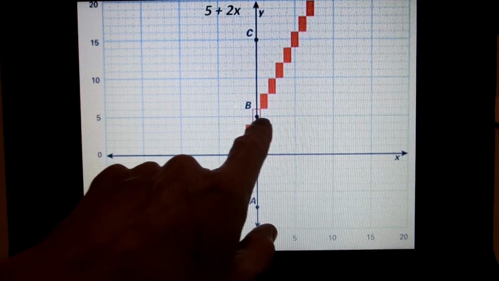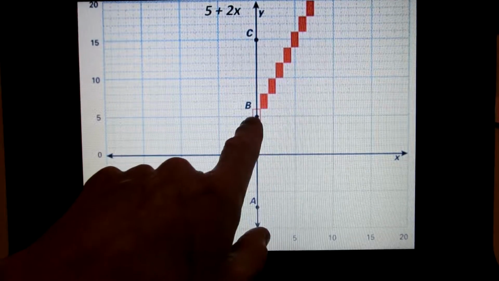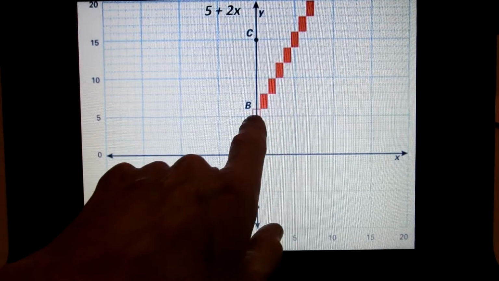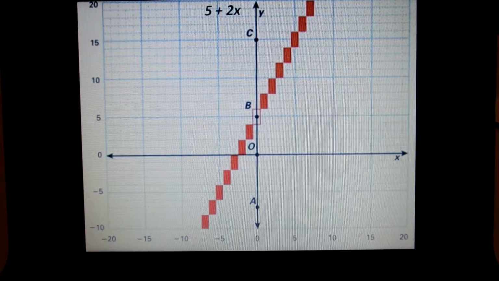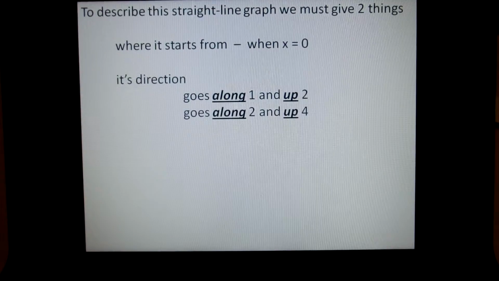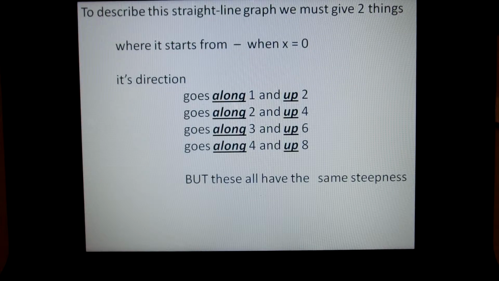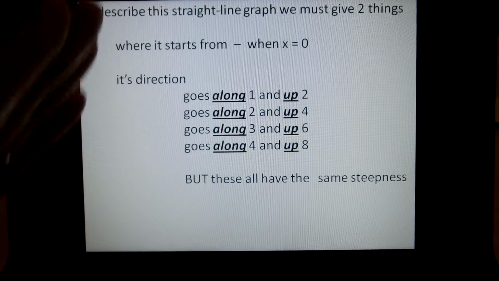Some people might say, well, it goes along 2 up 4. Well, it does. It also goes along 3 up 6. It goes along 4 up 8, along 5 up 10. You can choose any of those ways of describing its direction. So you've got those different ways of describing it. Now, those do all amount to the same thing. Going along 1 up 2 and going along 2 up 4 are the same direction.